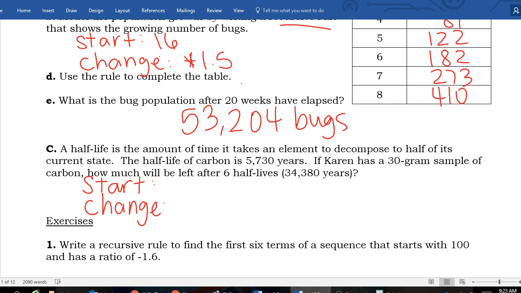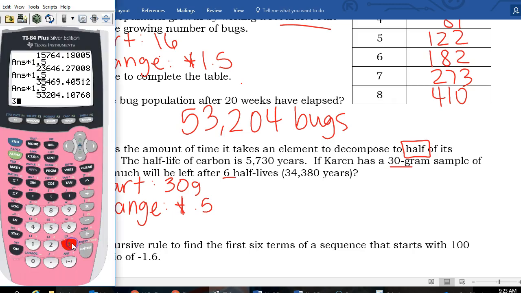In this instance, we are starting with 30 grams. And how are we changing? Well, that is half of its current state. So we are multiplying by 0.5 to get half of the original. So if the question is how much after 6, we're trying to find the 6th term in this sequence.